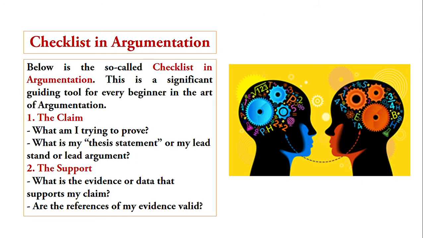So I also have here the checklist in argumentation, and this is a significant guiding tool for every beginner in the art of argumentation. So what are these? First is the claim. You need to make sure that you really know what you are trying to prove in your speech or in your argumentative essay. What is your thesis statement, your lead argument, or your lead stand? You need to be very specific with that.